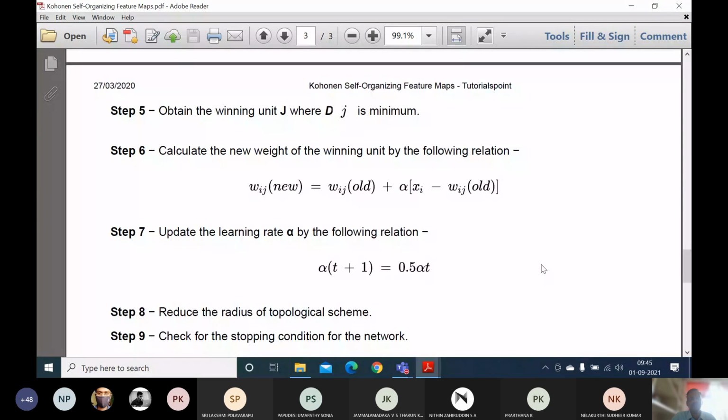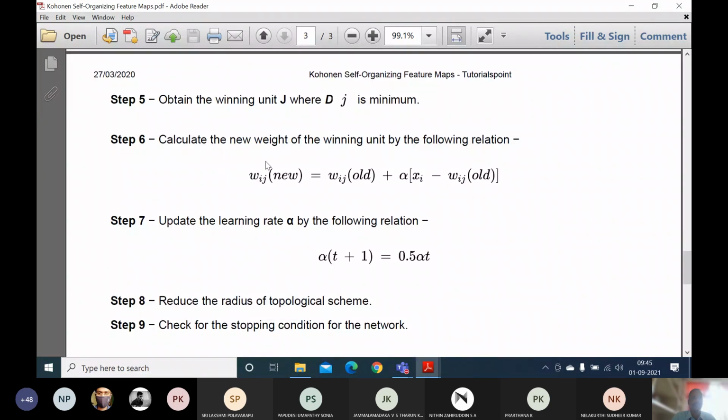The next one is step number 5. Obtain the winning unit j, where dj is minimum. Then step number 6, calculate the new weight of the winning unit by the following relation: wij new equals old value plus alpha into (xi minus wij). So alpha may be considered as the learning rate parameter, xi is nothing but the input, and wj is nothing but the weight value associated with the winning unit.